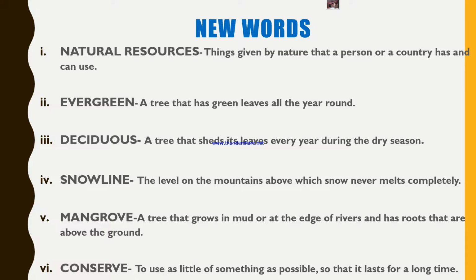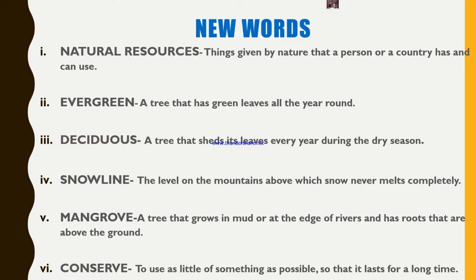So, the new words of this lesson are natural resources. What are natural resources? Things given by nature that a person or a country has and can use. Evergreen: a tree that has green leaves all the year round. Deciduous: a tree that sheds its leaves every year during the dry season.